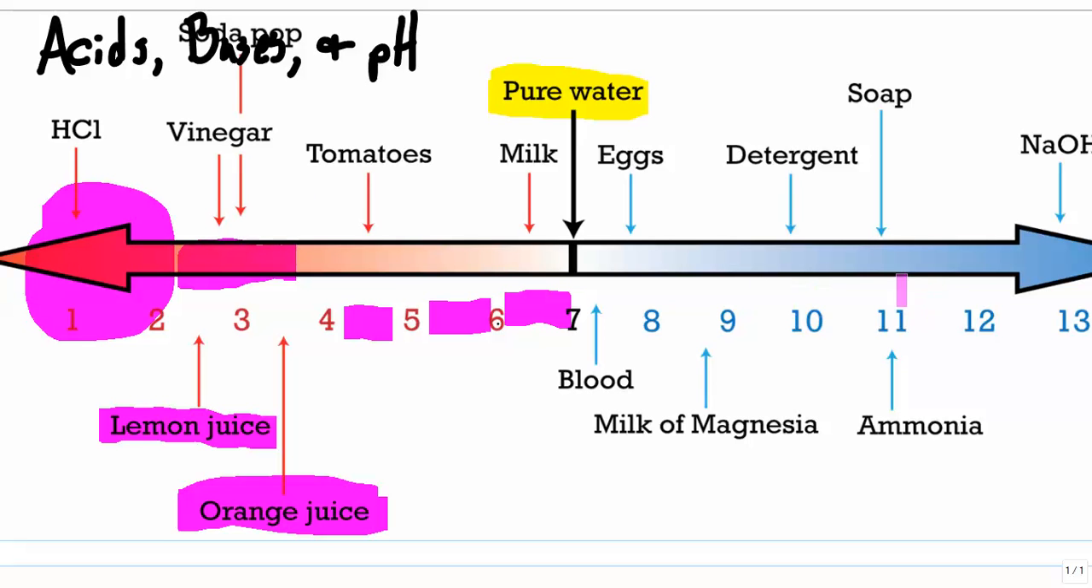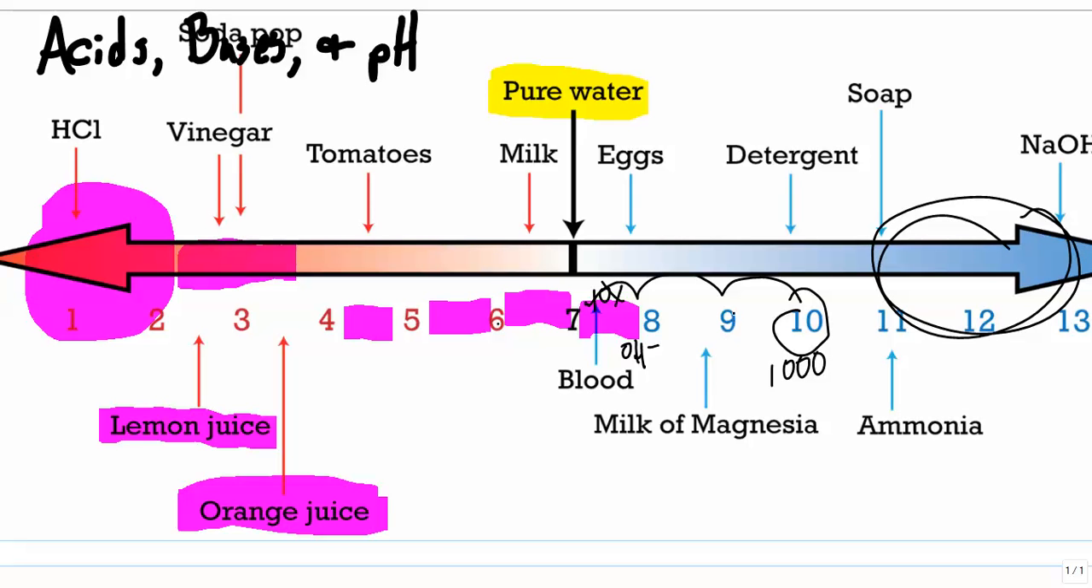And the same thing goes out here for the bases. When you go from 7 to 8, you've got 10 times as many of the OH minuses as you did at 7. So if you go 10 times 10 times 10, when you get out here, this is 1,000 times as many. So out at this end of the scale, bases are also pretty darn dangerous. So, without doing a whole lot of math, here is a quick little video about acids, bases, and pH.